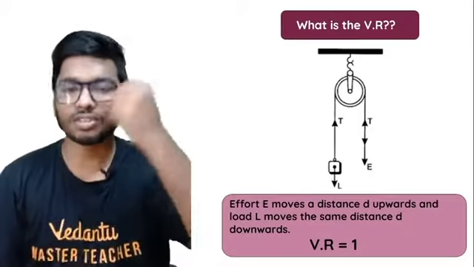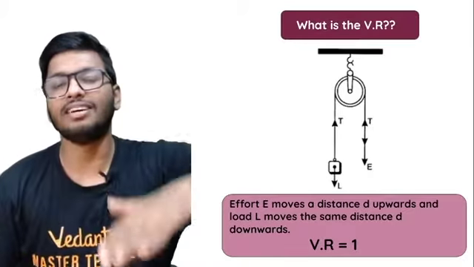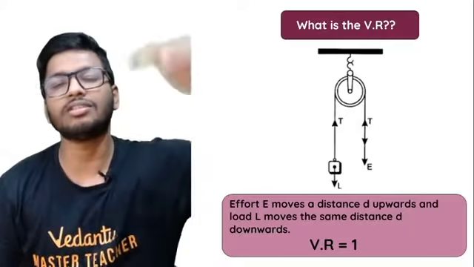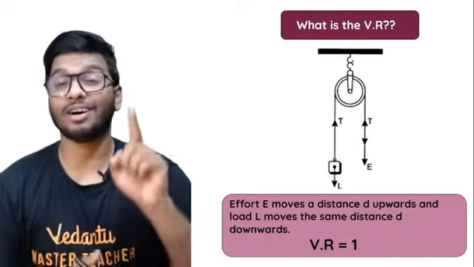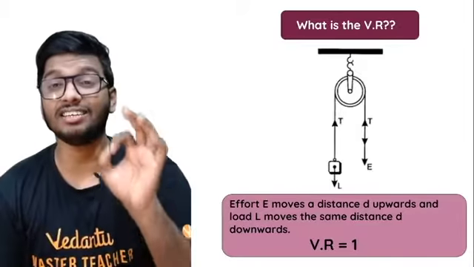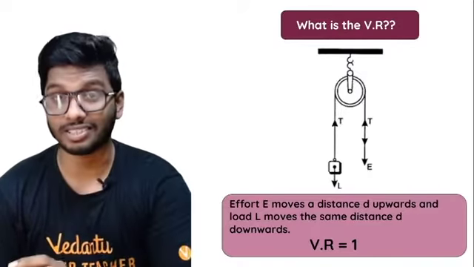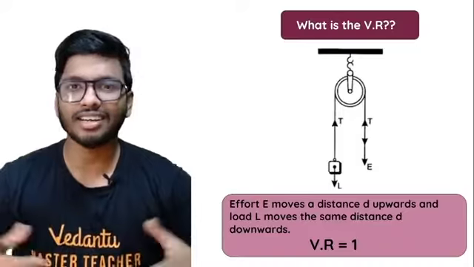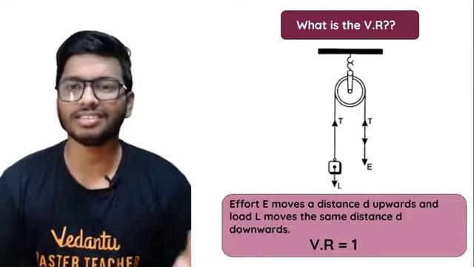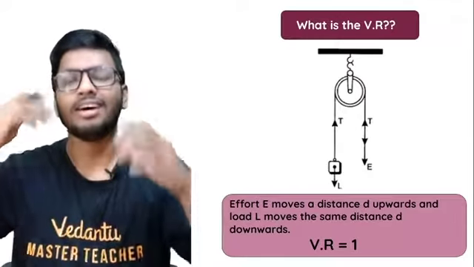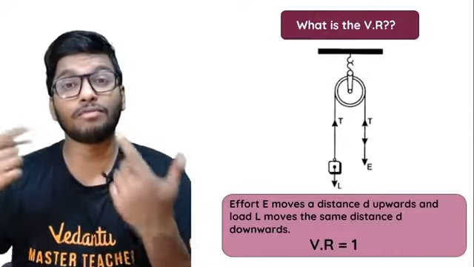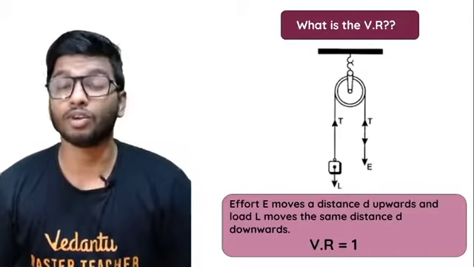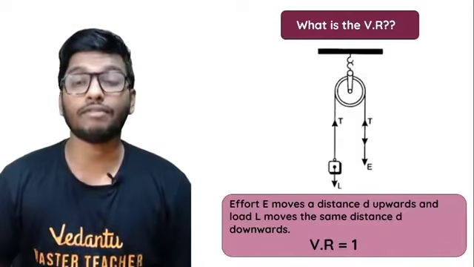So whatever distance I move downwards, the load would also move the same distance upwards. As simple as that. Now the thing is this, guys. Now we are talking about an ideal single fixed pulley system. In the real world that is not the case, because obviously there'll be a lot of loss. Whatever effort you put in, you have to overcome the friction, and you also have the weight of the rope as well.